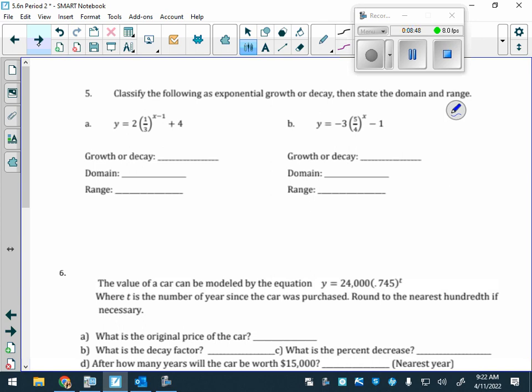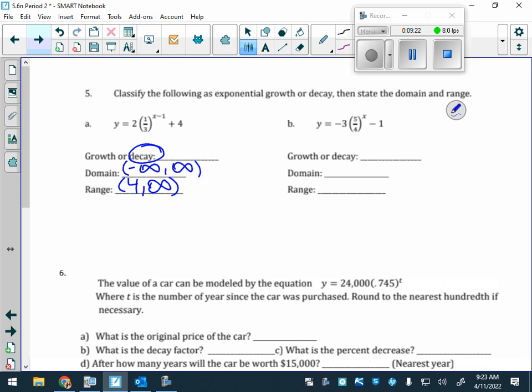domain and range. All right. So number 5. David, growth or decay? Decay. Good. Okay. Domain and range. James. Okay, and what's our range? 4 to infinity. Okay. The reason it's 4 to infinity, there's no reflection here.